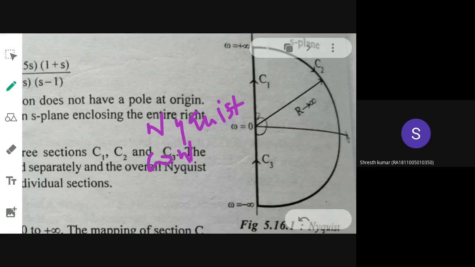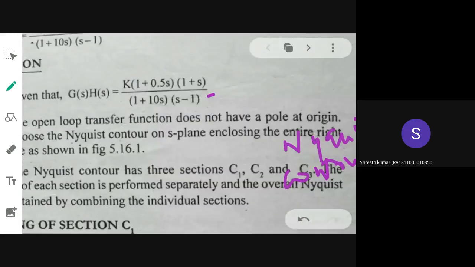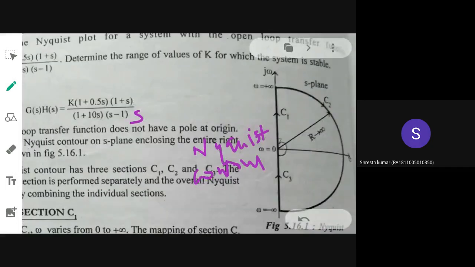That is generally done because you are not having any pole. Suppose you have a pole here on the axis, then you have to mark that pole and take a detour. But in this case, there are no poles on the origin or on the imaginary axis, so we can skip that step.